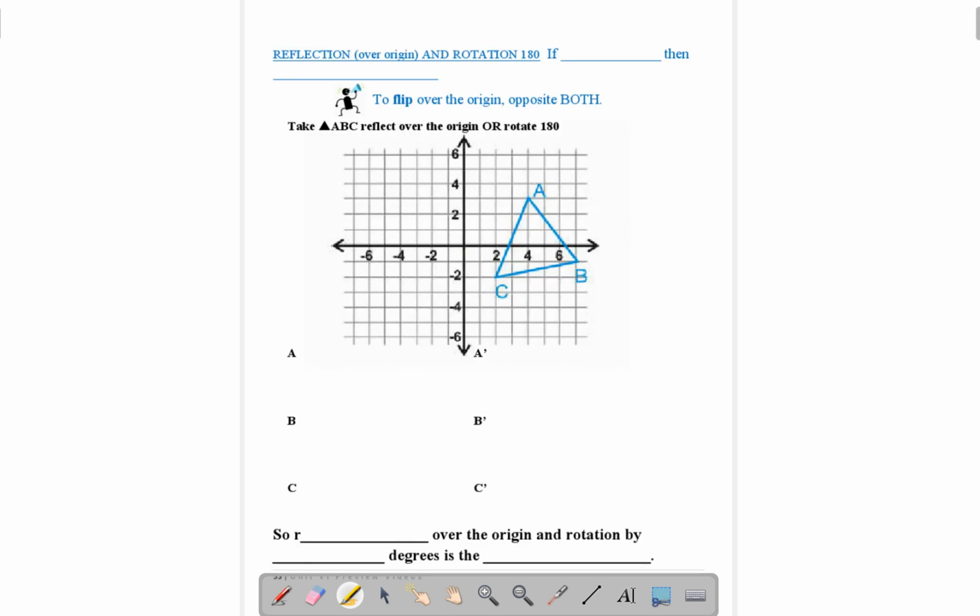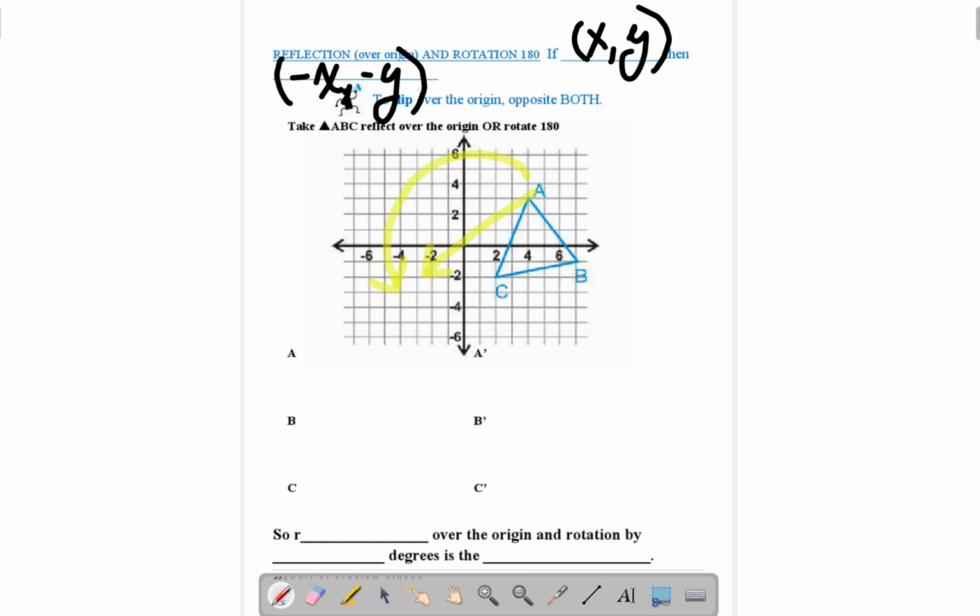The last one is a 180 rotation, also known as flipping over the origin, which is exactly the same thing. So 180 or flipping over the origin, just kind of sketch it. So that means to go across the 0, 0 or rotate 180. Guess what? Exactly the same thing. You take your X, Y, and you simply opposite both. So negative X, negative Y.